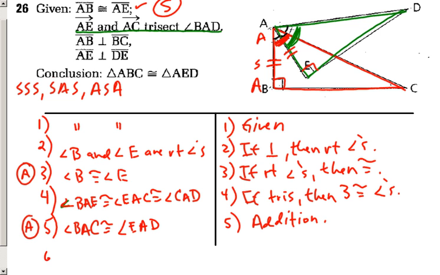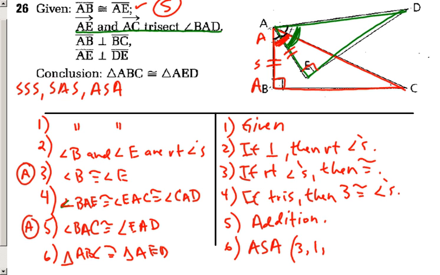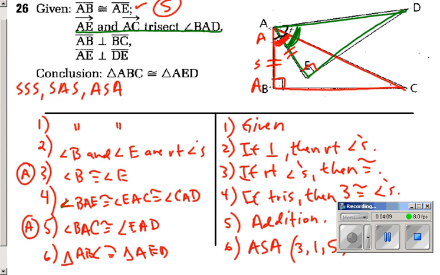So that's the last step. I'm trying to prove the triangle is congruent. So triangle ABC is congruent to triangle AED because of angle, side, angle. I got my first angle from step 3, my side from the given, step 1, and my other angle from step 5. I just write those down so I know that I got everything. I hope that helps with problem 26 from 3.2.